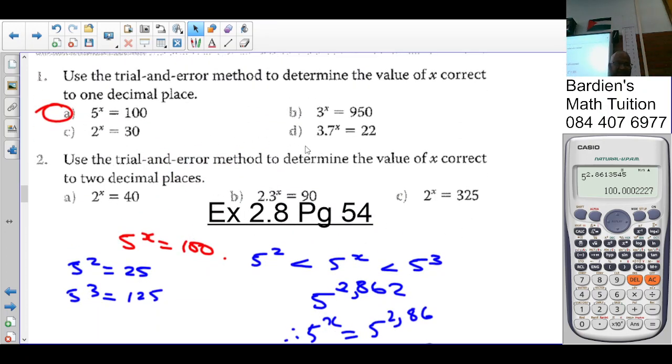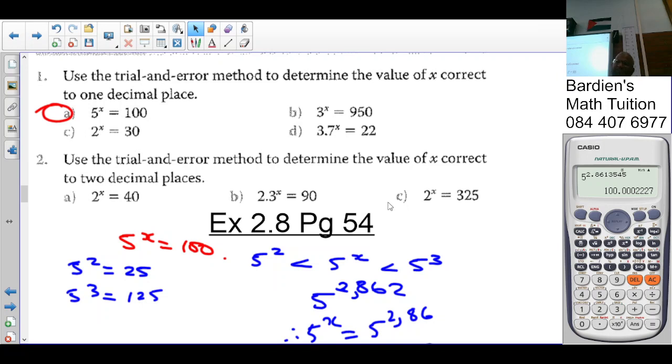Right, let's do D. I don't know if you guys are ready for D. This is 3 times 7 to the x equal to 22. Okay, let's first try the C, and then we will do D. I'll give you again a minute to sort your lives out.